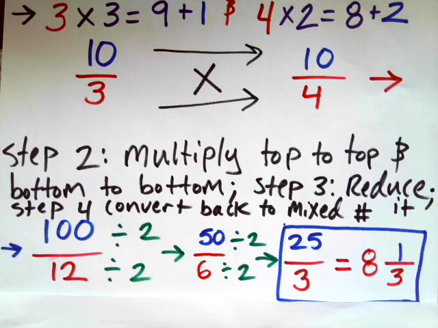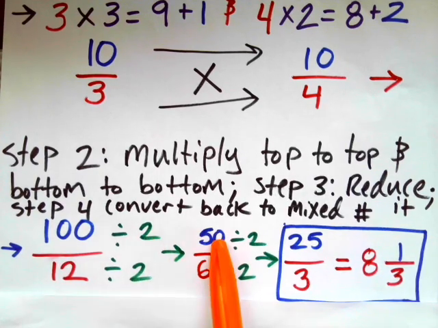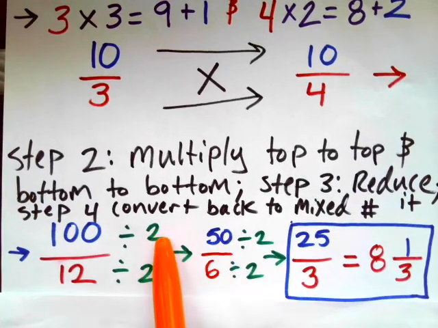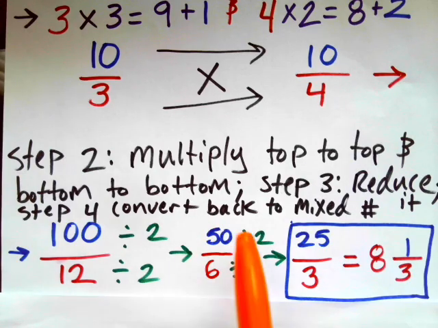I'm going to start with 2. 100 divided by 2 is 50. Why? Because 50 times 2 is 100. 12 divided by 2 is 6. Why? Because 6 times 2 is 12. So I've reduced that 100 over 12 into 50 over 6.